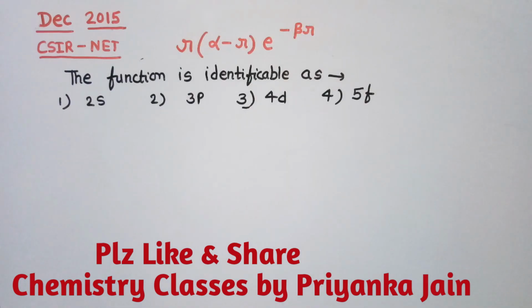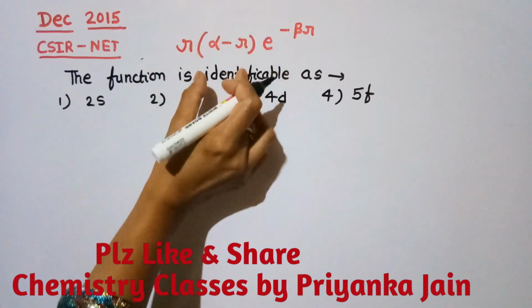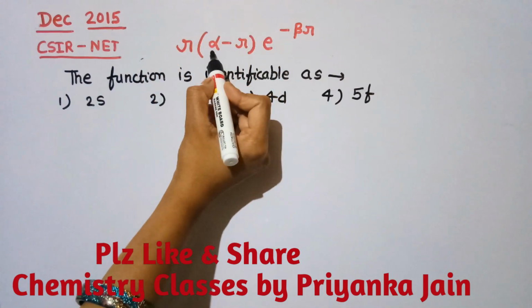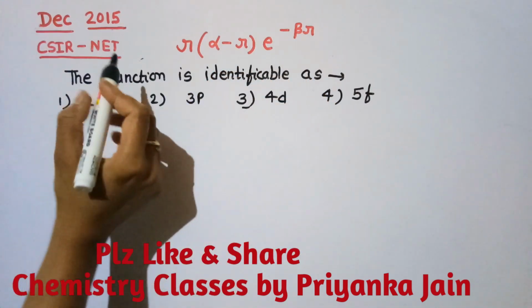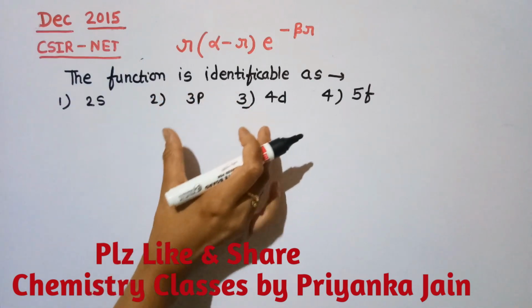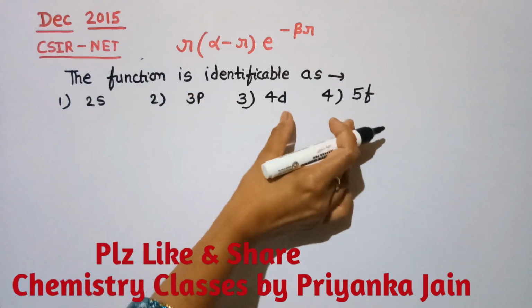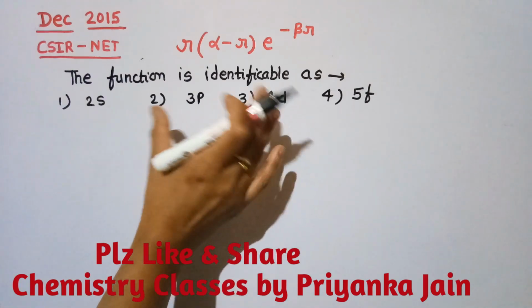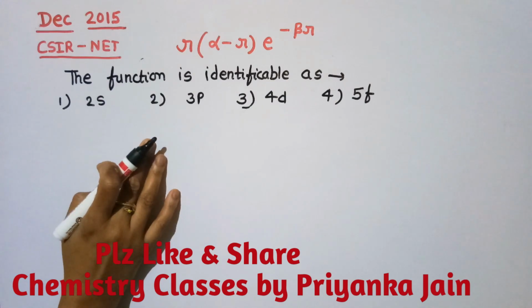Now see this question from December 2015's question paper. We have been given this wave function, that is a radial part of the hydrogenic wave function, and here alpha and beta are constants. Now what is the question? The question is that this function is identifiable as either 2s or 3p or 4d or 5f. We have to identify it. It means we have to identify the value of n and l, right?